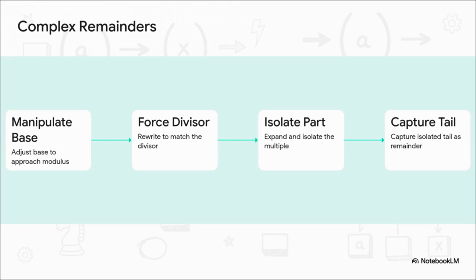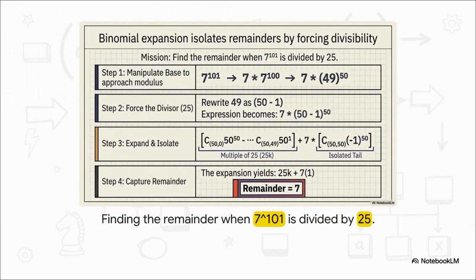Now, finding complex remainders is another huge JEE trap. They love to ask you to divide some massive number by something small and find the remainder. But using a quick four-step sequence reframes the problem entirely into a controlled mission. First, you manipulate the base. Second, you force the divisor to appear. Third, expand to isolate the huge chunk that perfectly divides. And finally, capture the tiny isolated tail at the end as your remainder. Let's look at how this tactic plays out.